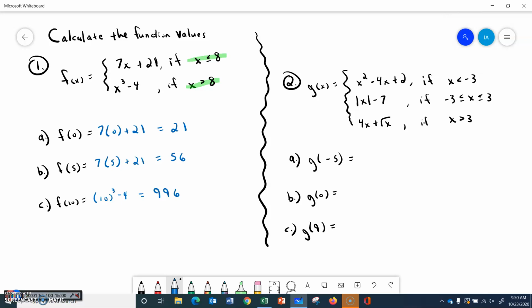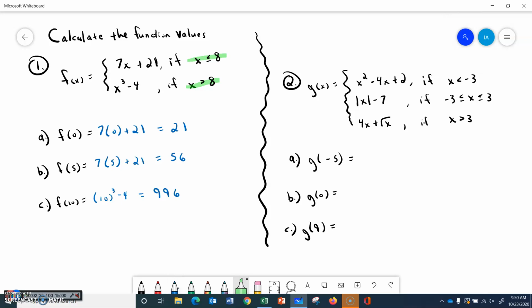Okay, the next problem we'll try here as a practice problem is g of x. It is another piecewise function and it has 3 pieces. The first piece is x squared minus 4x plus 2, and that's if x is less than negative 3. The second piece is absolute value of x minus 7, and that's if x is greater than or equal to negative 3 and less than or equal to 3. So those are inclusive. And the third and last piece is 4x plus the square root of x, and that's if x is greater than 3. So we have 3 pieces here.